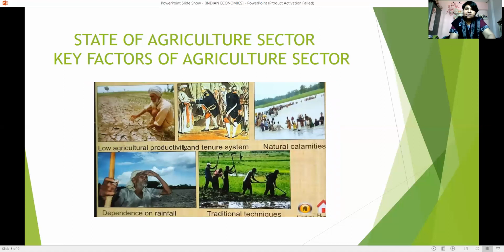State of agriculture sector. What was the state of the agriculture sector on the eve of independence? At that time, the key factors of the agriculture sector were, first, low level of agricultural productivity. The second thing is the land tenure system. The third point is natural calamities, dependence on rainfall, traditional techniques. All these were the key factors of India's low level of agriculture. This was the status of the agriculture sector at that time.